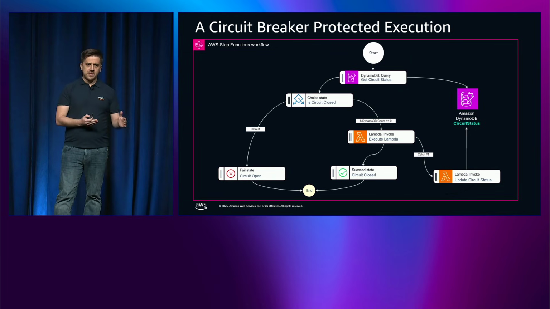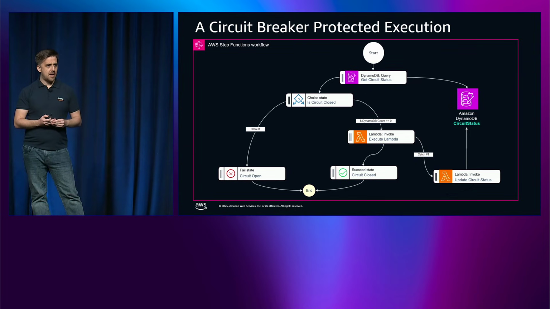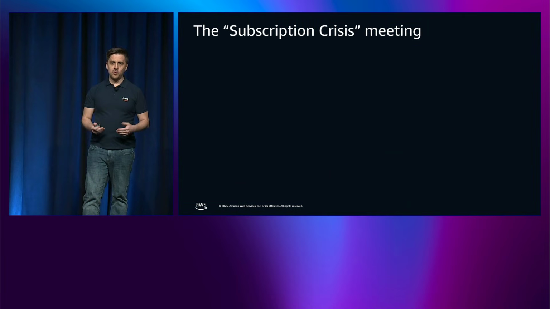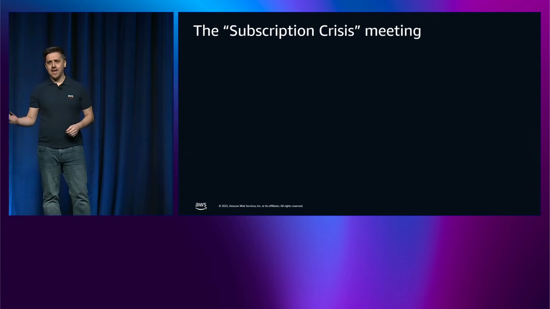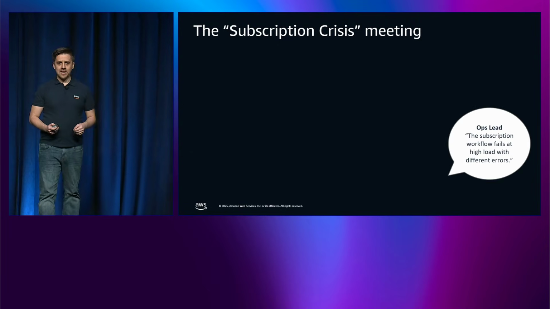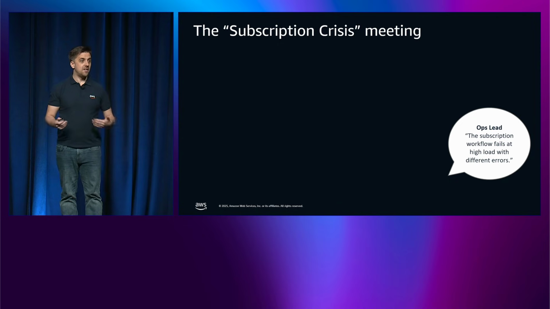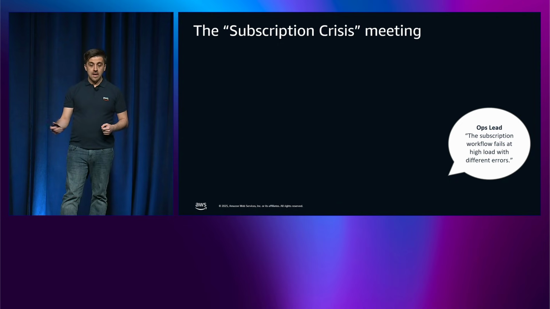Right, knowing this now, let's get back to our story. We have a lot of business success, we have a lot of customer interest coming in, but it is all at risk because of the technical failures that are happening downstream. What do we do in this situation as a proper company? We have a crisis meeting, of course. We have the subscription crisis meeting, and here our ops lead is kicking it off and is saying, well, the thing keeps failing at different points under high load. Sometimes it's this API, sometimes it's that, sometimes it's a timeout or it fails outright. Things are not working properly.